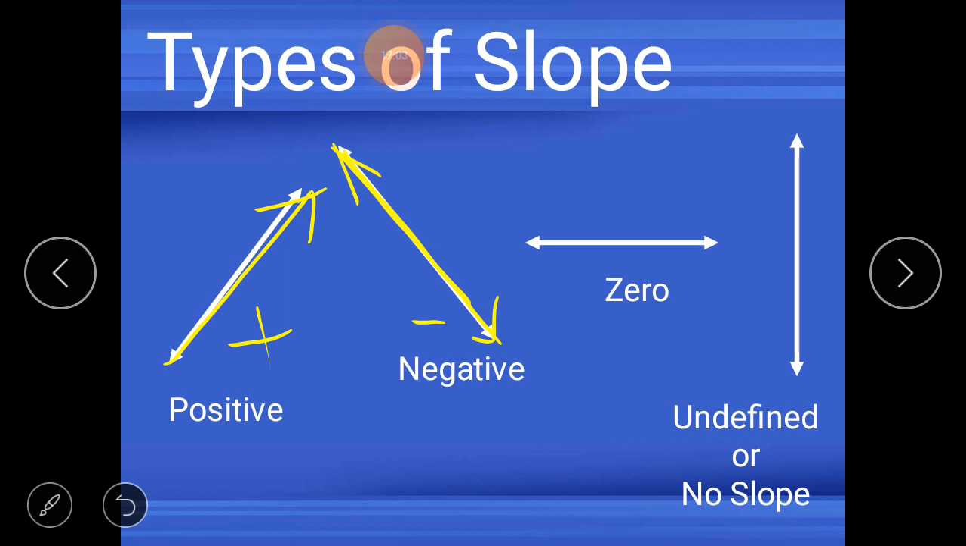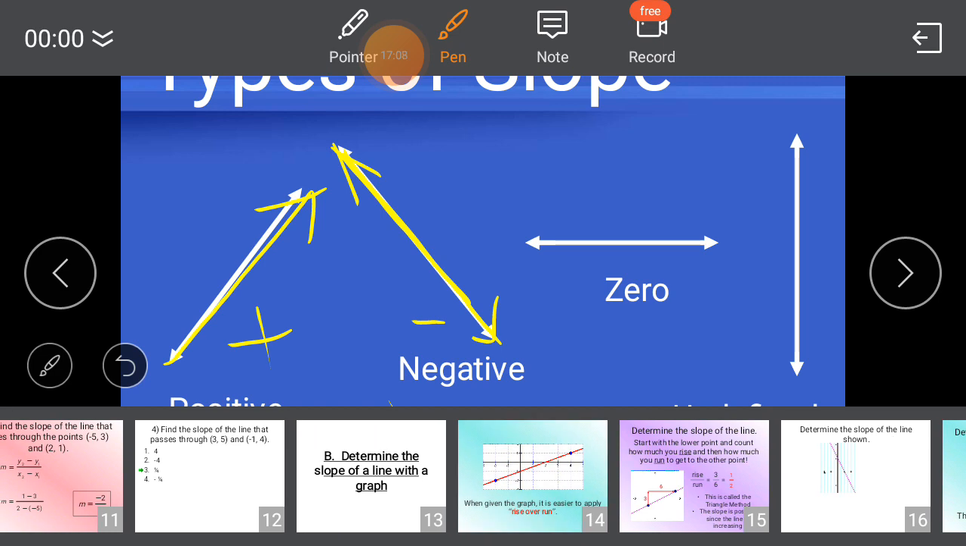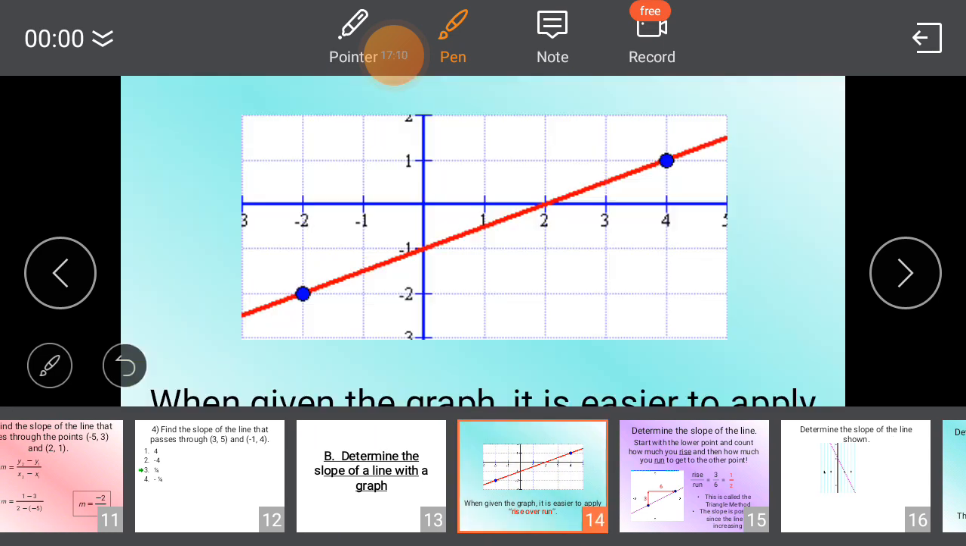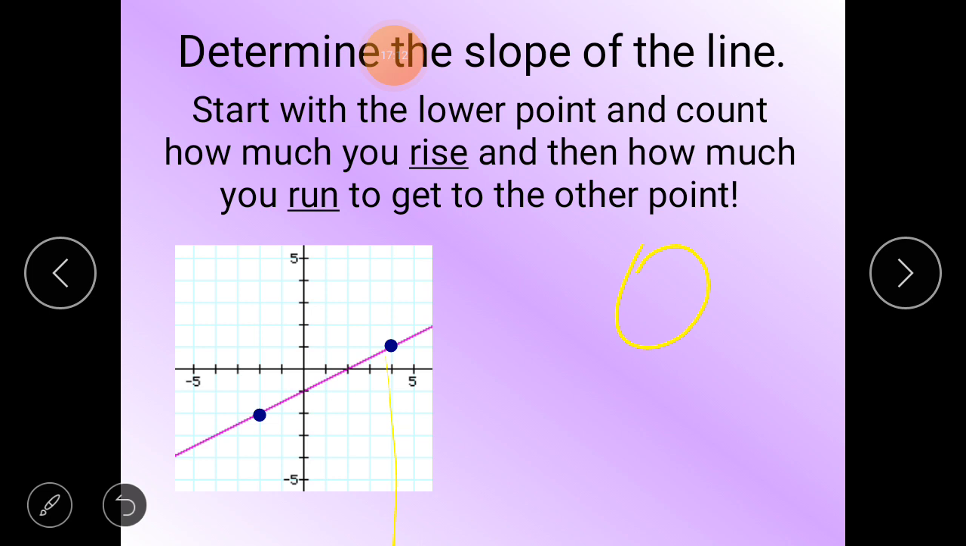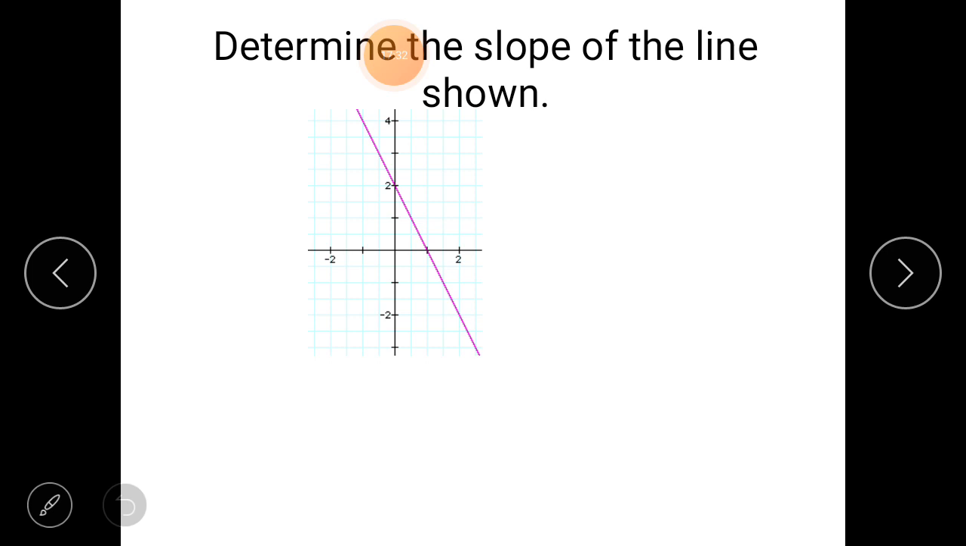Okay, so that's why in here, what we have is from left to right, so therefore the slope is positive. Okay, so even the direction of rise over run will tell you the sign. Up positive, right positive. Okay, so next, determine the slope of the line shown.